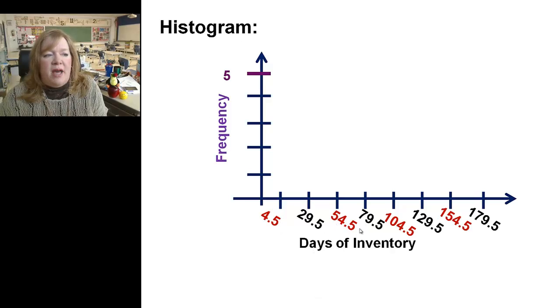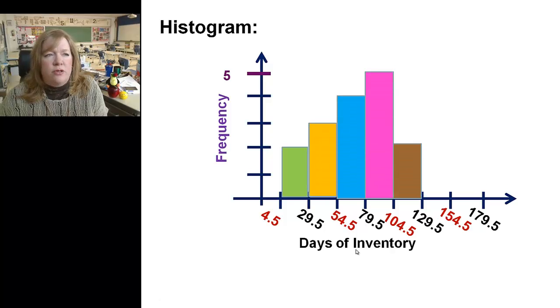You put these boundaries along the bottom. So between 4.5 and 29.5, you had, what was it, 2 or whatever. And so you draw your bar chart in there, and of course Excel does this for you. That's why Excel is a nice tool. If you look at this, it looks approximately bell-shaped. It's high in the middle and low on the ends.